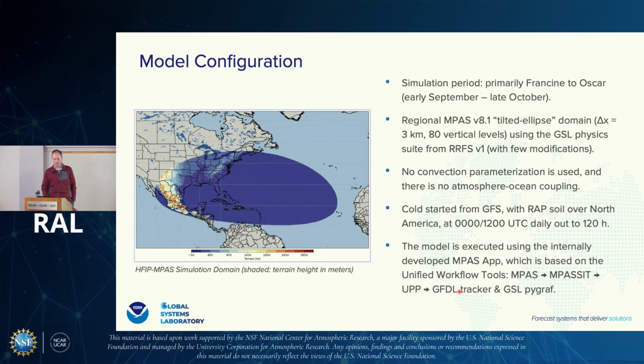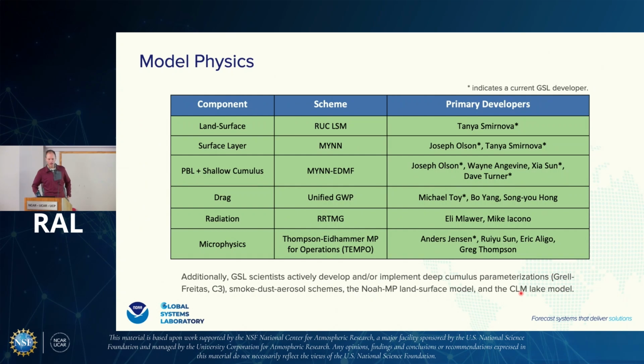We use GFDL's Tropical Cyclone Tracker that Tim Marchuk has developed for several decades now, and then GSL's internal Python graphics suite, PyGraph, although we also have a number of other individual visualization packages that we can use as well. Our physics: GSL has a rich history of developing physics for RUC, for RAP, and for HRRR, continuing to the RRFS era, and now as we look toward MPAS potentially serving as the basis for the second iteration of the rapid refresh forecast system.